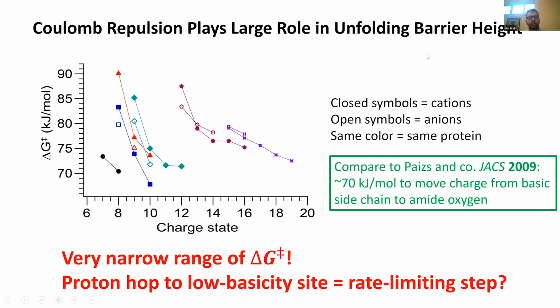And interestingly, these ranges of delta G double dagger compare very well to results from Page and coworkers for moving a proton from a highly basic side chain where it might start out in the ESI process to a less favorable amide oxygen to kick off the unfolding process. So we hypothesize that what we are seeing here is a common mechanism for unfolding of these ions in the gas phase via proton hopping.